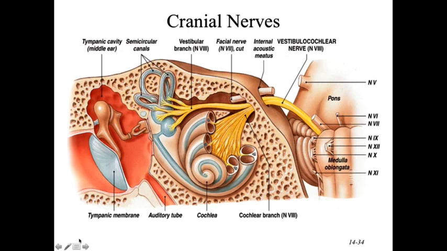Here's a really, really good look. And let me show you the vestibulocochlear nerve. So here is the vestibular branch of cranial nerve 8. You can see it's Roman numeral. And then here is the cochlear branch of cranial nerve 8. So this section here has the organ of Corti in it for hearing. And then here's the vestibular apparatus.